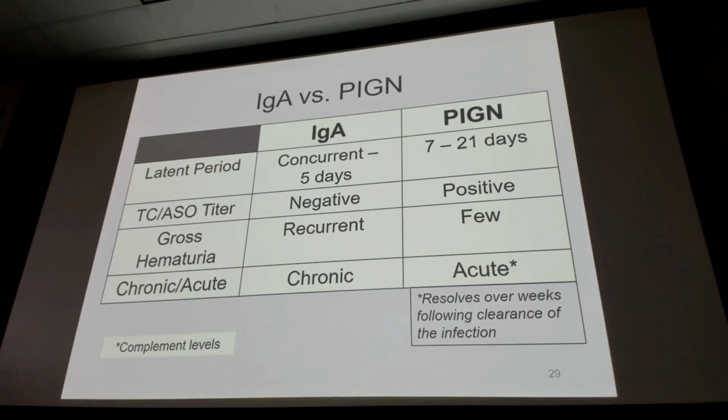Know the time intervals, the latency periods between these two conditions, okay? There's not going to be any questions on the exam that are equivocal, okay? IgA is concurrent to 5 days. If it's longer than 5 days, it's probably not IgA, right? So be able to differentiate between IgA and post-infectious glomerulonephritis, okay? Know which one of them would cause a positive ASO titer.